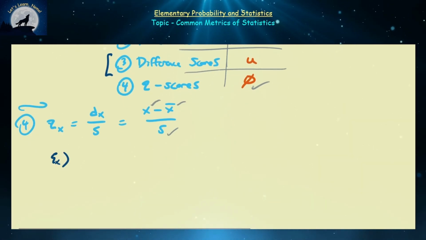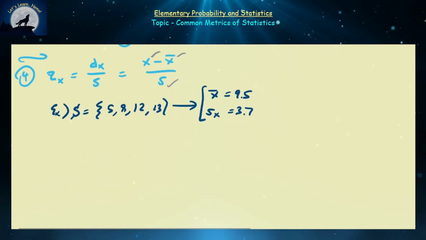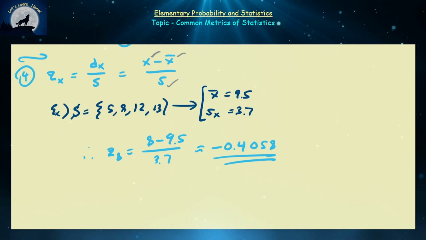So if we go back to our 4-element example, which was 5, 8, 12, and 13, again, I leave to you to calculate that the mean for this was 9.5, and the standard deviation for the set was approximately 3.7. So if I ask you, what is the z-score for element 8, that's going to be equal to 8 minus the mean, all over the standard deviation 3.7, and that's going to be approximately equal to negative 0.4058. And some people will say this means that 8 is approximately negative 0.4058 standard deviations to the left of the mean.